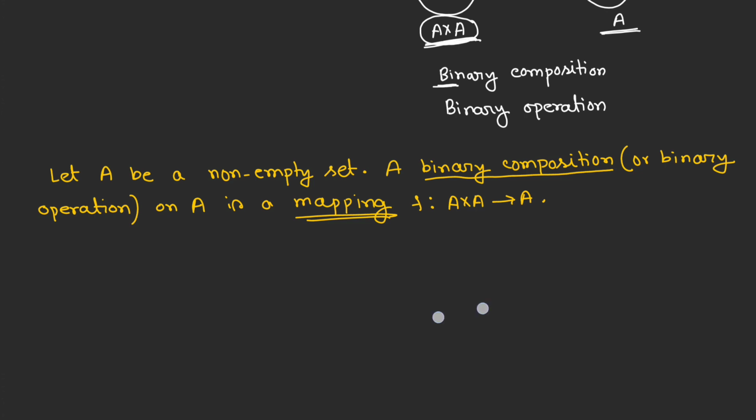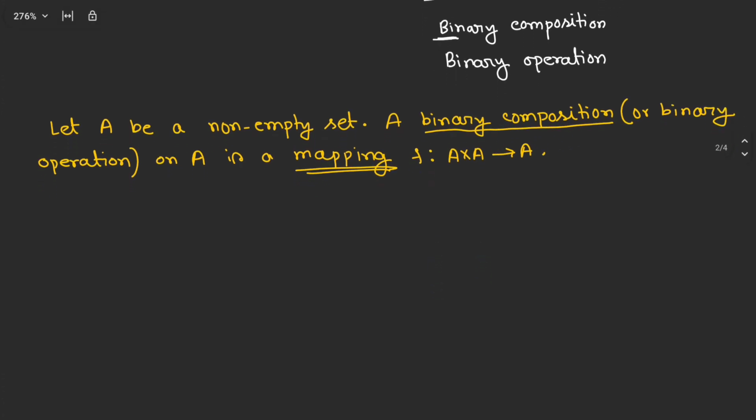Clear? Now we denote this binary composition using the symbol circle. In some textbooks they use the symbol star, or you can use addition in a circle, or multiplication in a circle. We can denote the binary composition using this circle symbol. Now if the circle is commutative, then we say it is a commutative binary composition. If it is associative, then we say it is an associative binary composition.